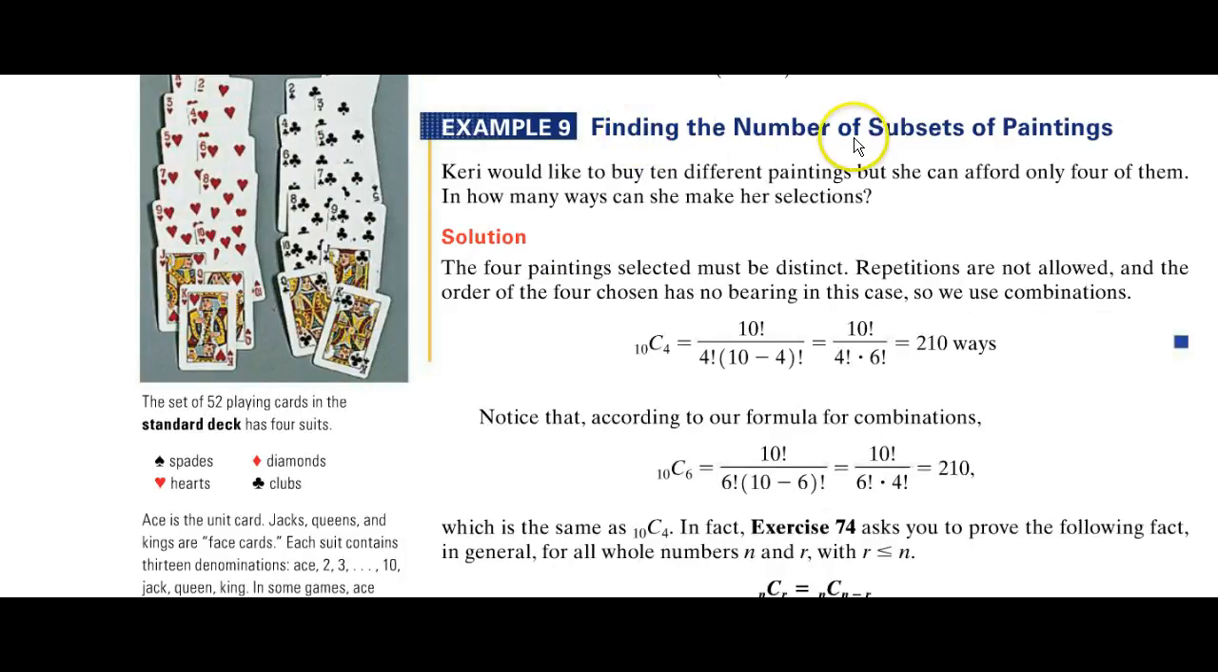As we look at example 9, subsets of paintings. So a key word that you're dealing with combination here is a subset. Remember, subsets, the order is not important. She would like to buy 10 different paintings, but she can only afford 4 of them. In how many ways can she make her selection? Well, the total number of items, 10. It's going to be a combination. Order is not important. And she's going to select 4. And we get this.